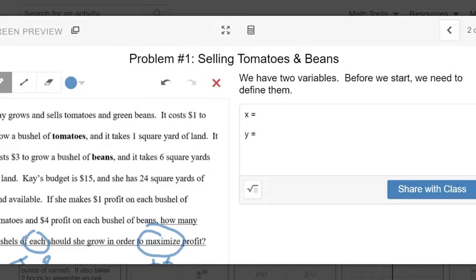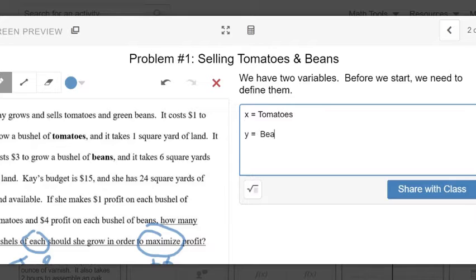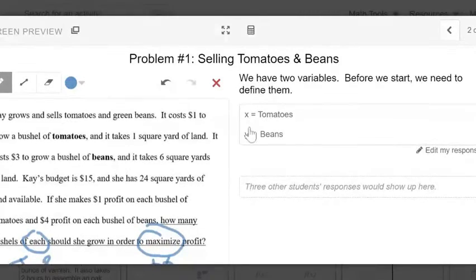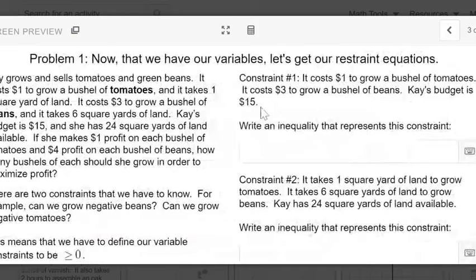So the 2 things that she's growing that we're looking at here are tomatoes and beans. Those are the 2 things that we're looking at when we are going to be solving this and trying to figure out how much of each she should grow to make the most money. Okay, so X is going to represent tomatoes and Y is going to represent beans from now on. So I'm going to go to slide 2.